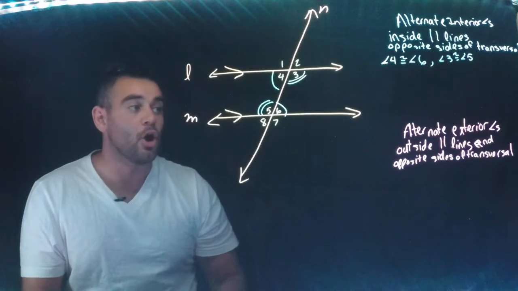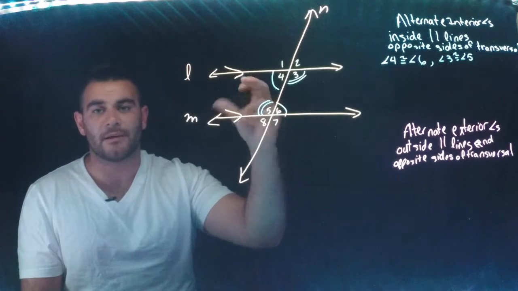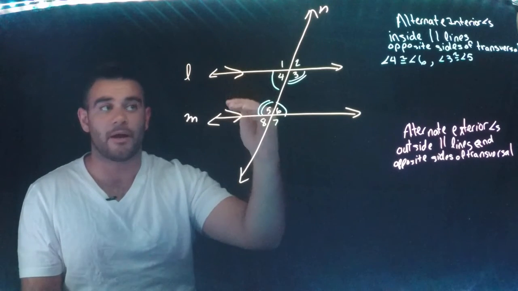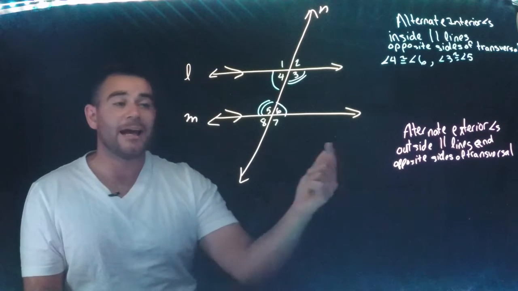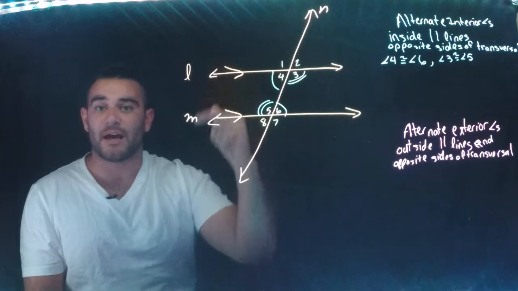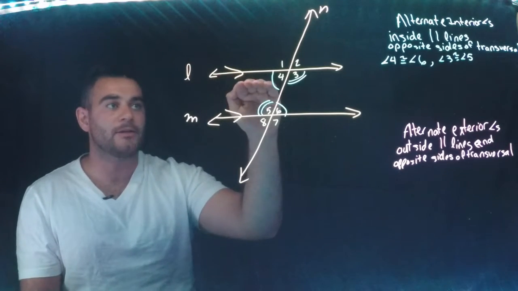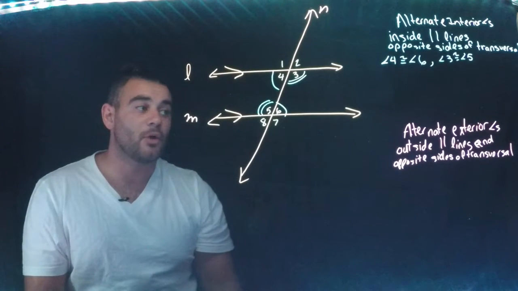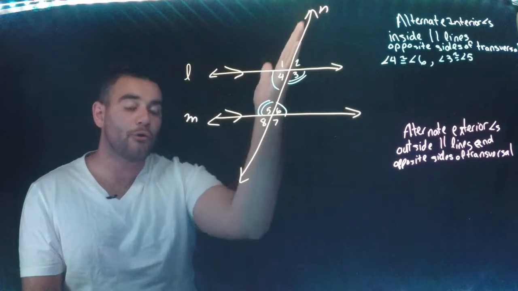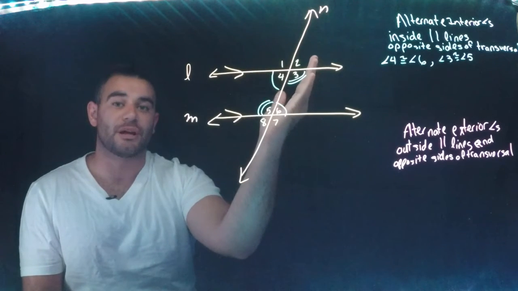Now we want to look at alternate exterior angles. So if interior was inside, exterior must be outside, right? So again, we're looking at the parallel lines L and M, and exterior, we're talking about the outside of those parallel lines. So where can we find them? Well, we come to the parallel lines. We're looking outside here and outside here. And of course, we're talking again about alternate, so we're going to be on opposite sides of this transversal.